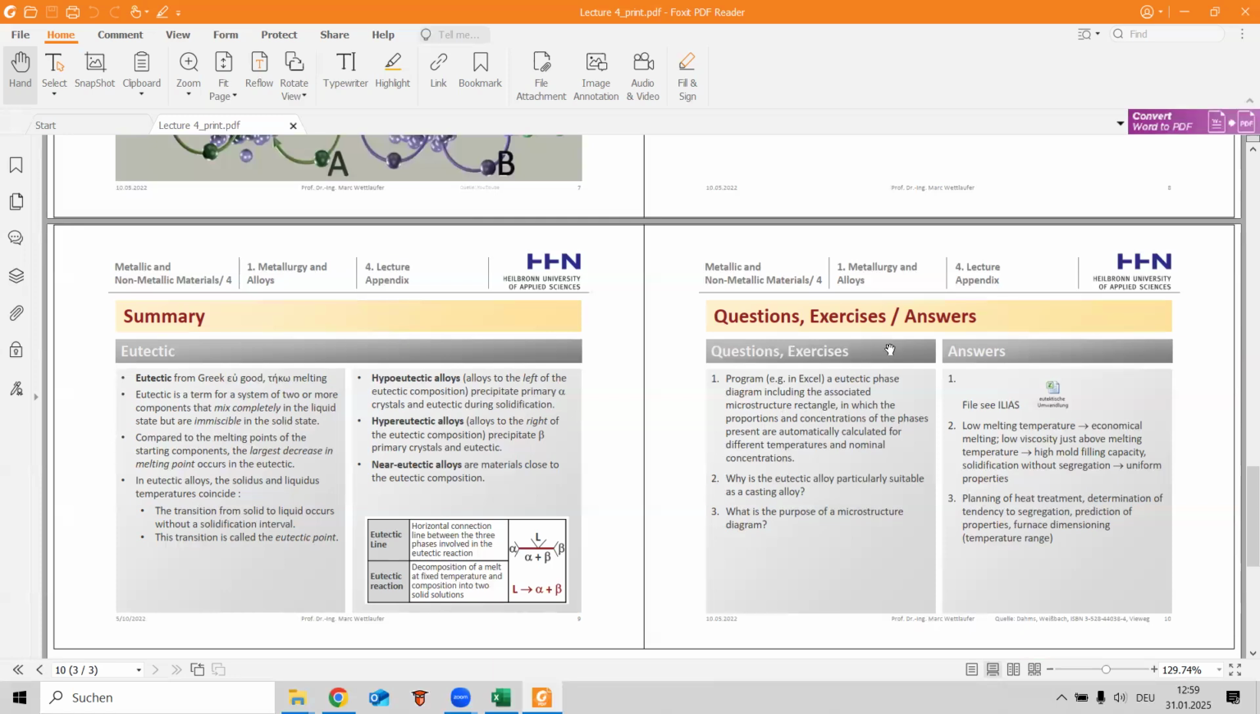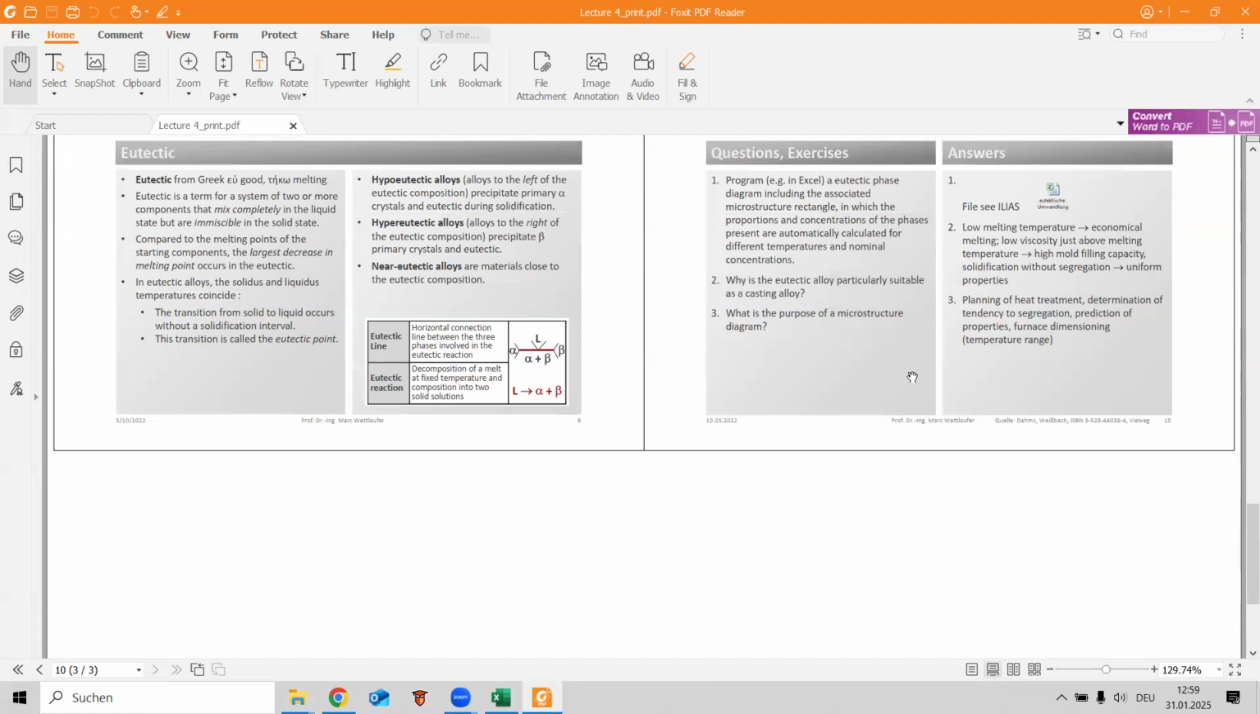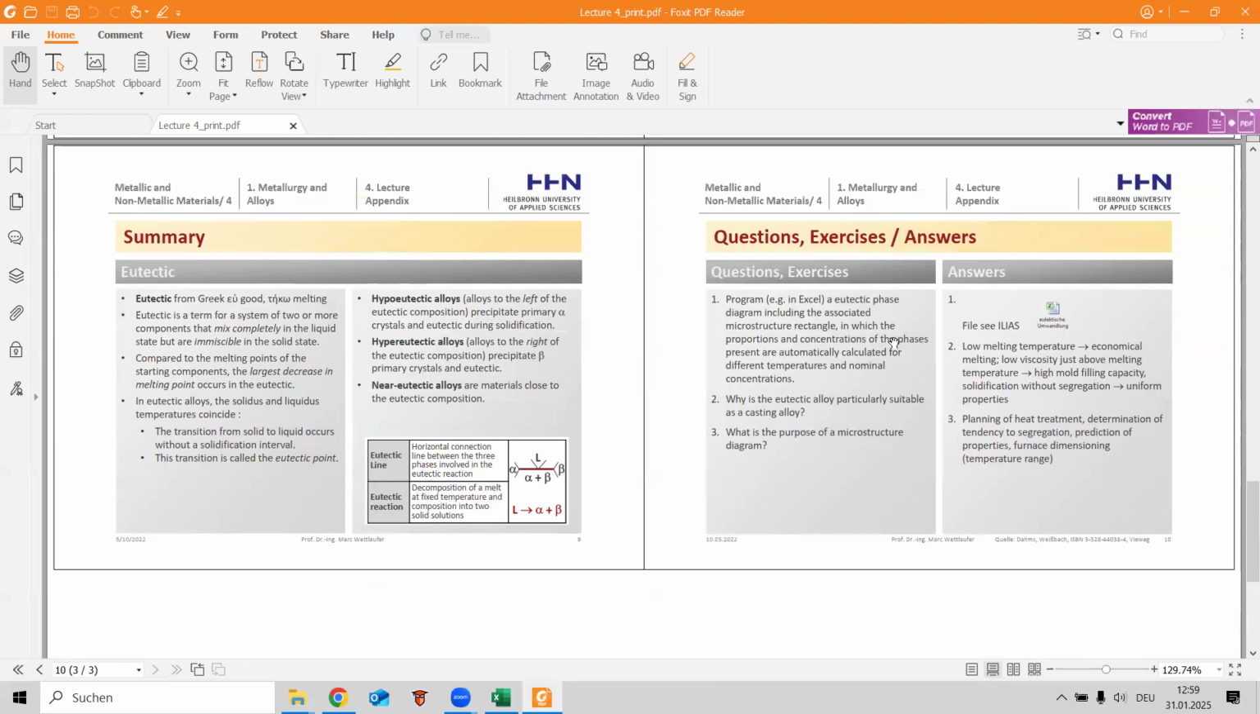And here we have the exercise. So the answer you can see in the file regarding question 2 and 3. Why is the eutectic alloy particularly suitable as a casting alloy?